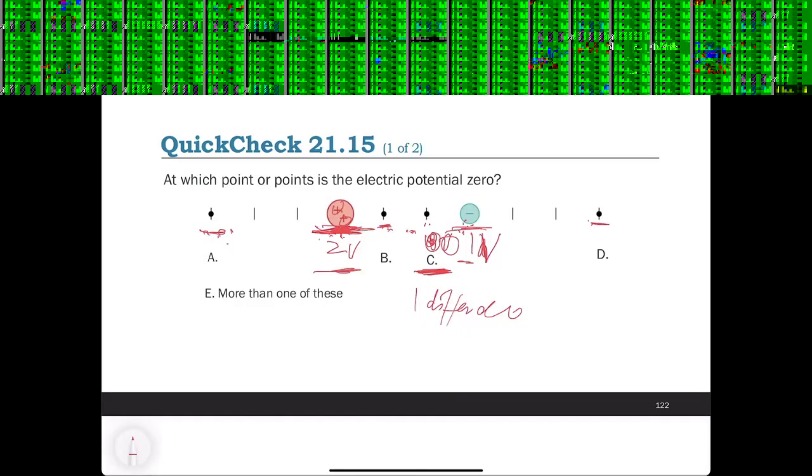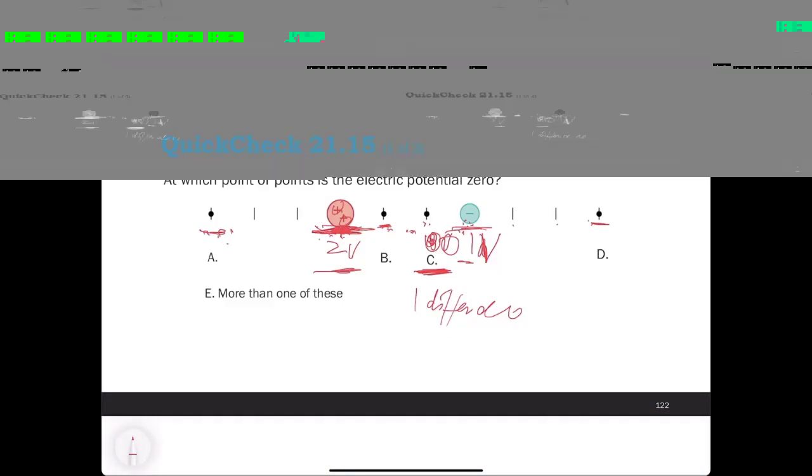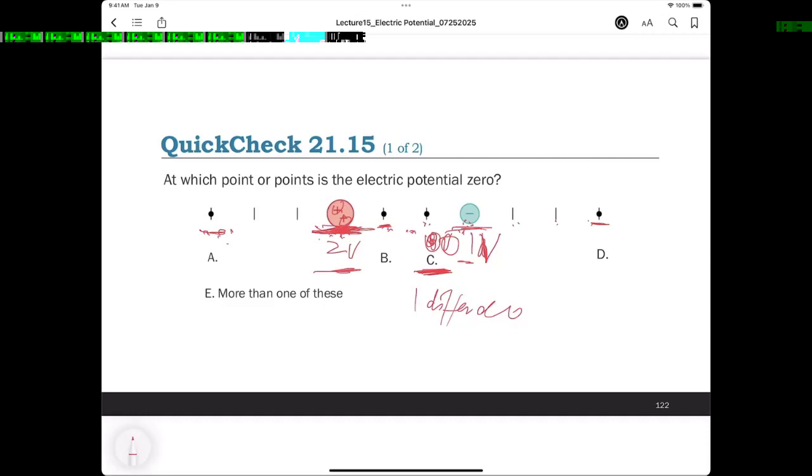So and you can see here, it is 1, 2, 3, 4, 5, 6, and it is 1, 2, 3. So this is six distance, and this is three distance, and it is two times. And for the volt, it is also two times. Does that make sense to you? So this one is also 0 volt.